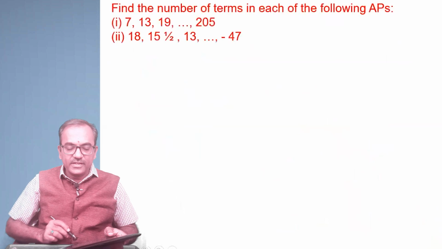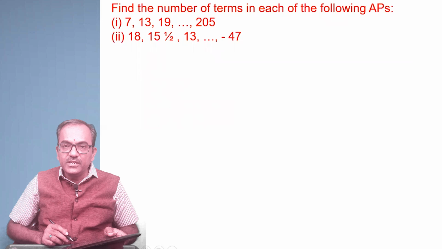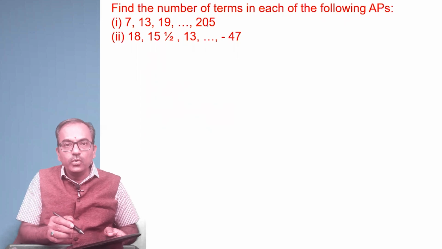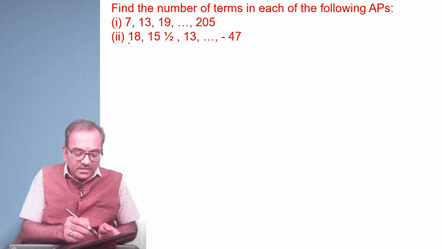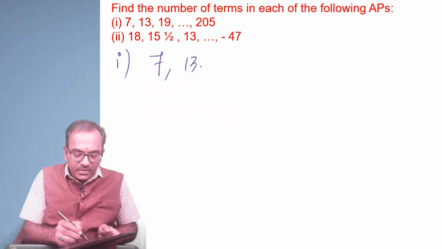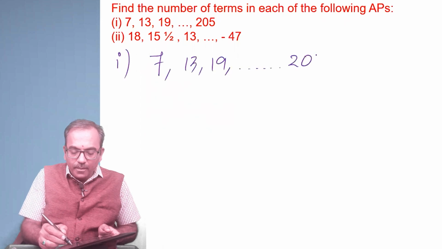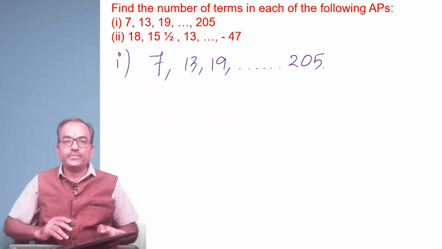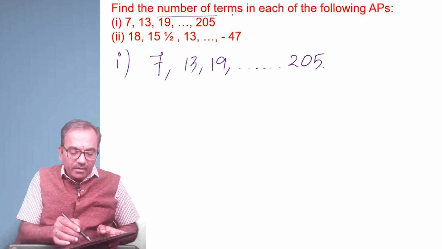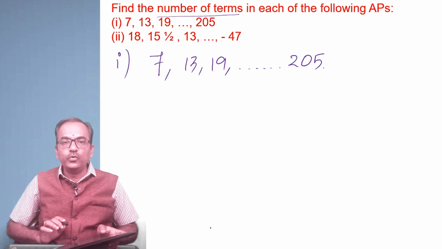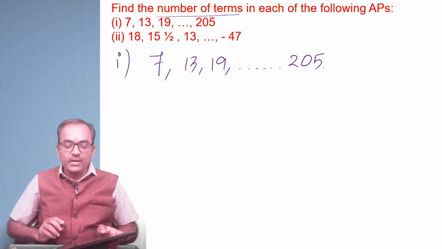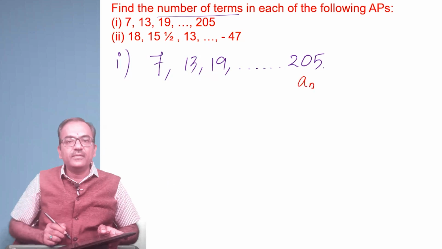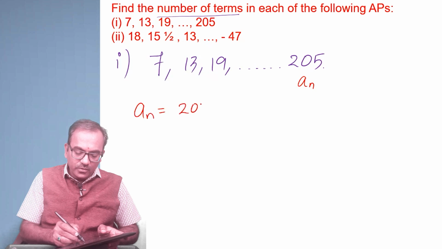Now, let's move on to the next problem. Find the number of terms in each of the following APs. 7, 13, 19, and so on up to 205. So 205 is the last term of the given arithmetic progression. We need to find the number of terms, which clearly indicates that the rank of 205 is to be determined. When 205 is the last term, we can note that this serves as an. So an is equal to 205.